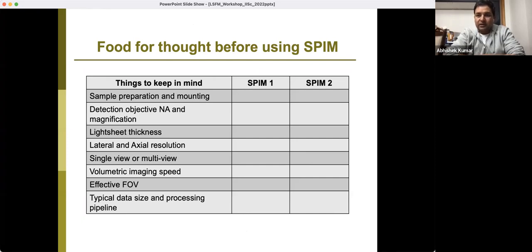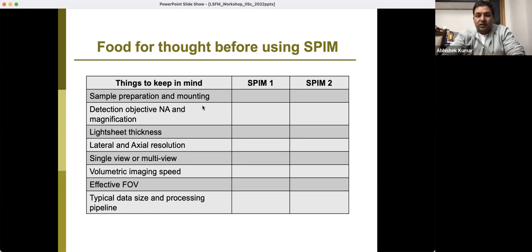A lot of times we get excited that, hey, this is a cool system, this is a good system, this will solve all my problems. I mean, that's not true. So basically, you have to take a step back, think about your problem, do some confocal imaging, and evaluate what exactly you need for your biology to answer your biological questions.